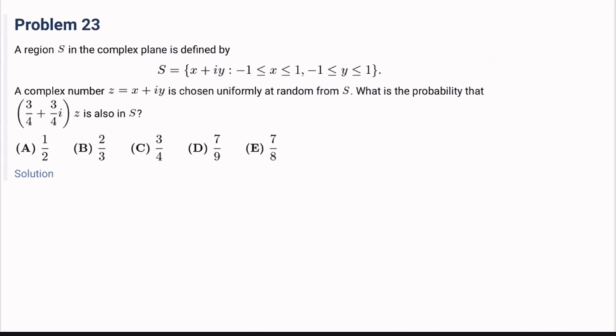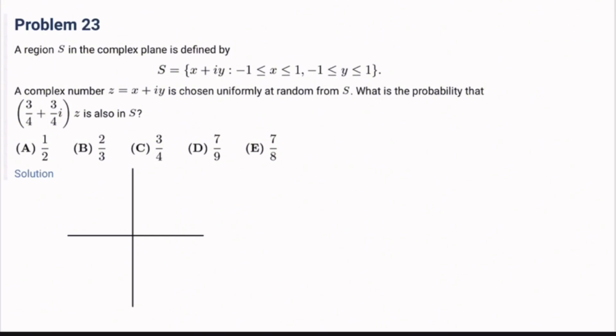Number 23. A region S in the complex plane is defined as given. A complex number z equals x plus iy is chosen uniformly at random from S. What is the probability that this times z is also in S? Okay, so let's first draw the coordinate plane. We're going to have it like this and like this.